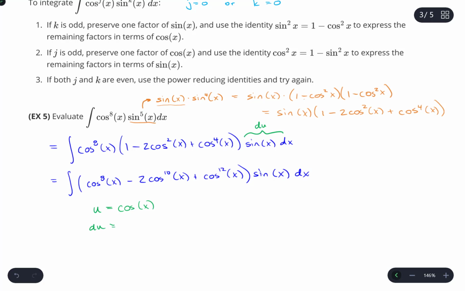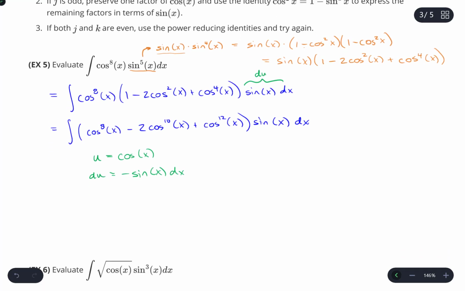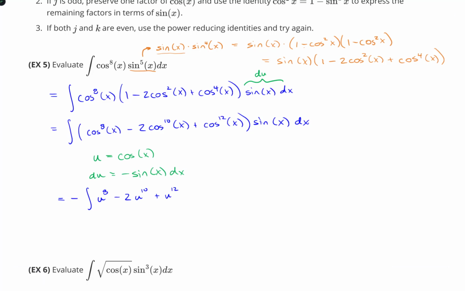And then du, cosine has the derivative that's negative, so negative sine x dx. So what that's going to do is change my problem in such a way that I'll have a negative out front, but this will become u to the 8th minus 2u to the 10th plus u to the 12th, and then sine x dx is being taken care of with du, so then that's all times du.